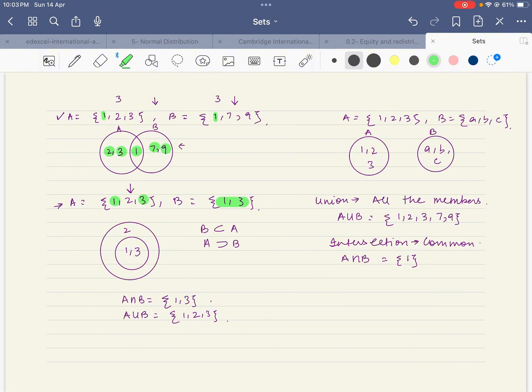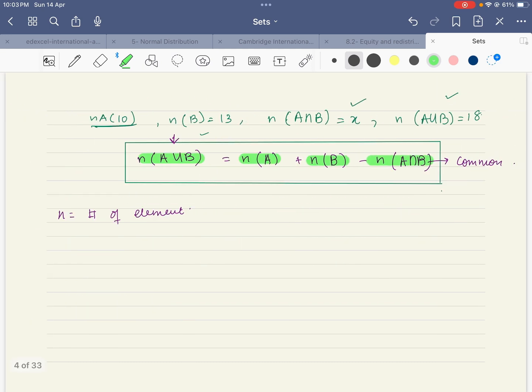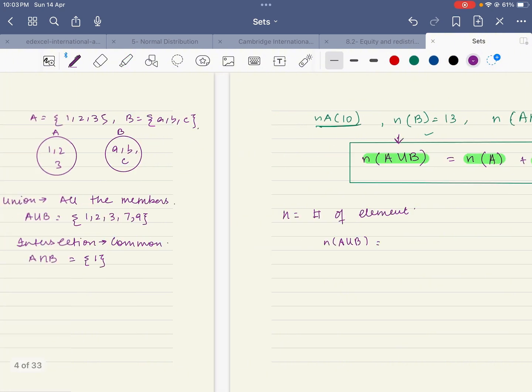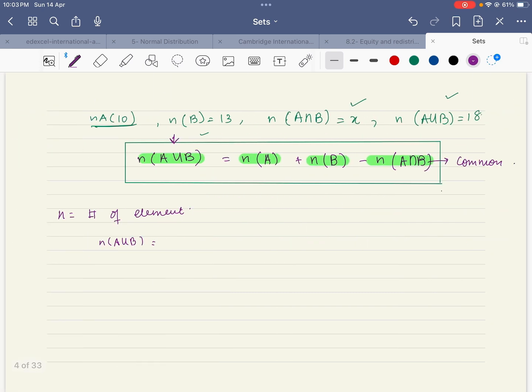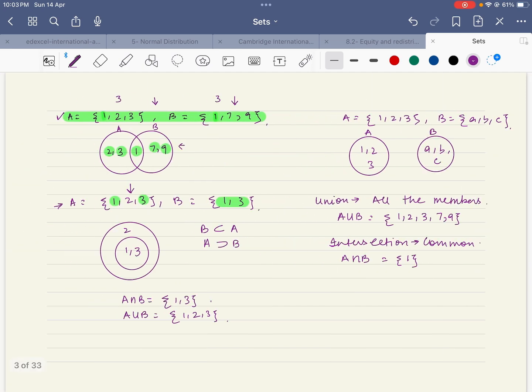Let's test the formula using this question. Number of elements of A union B is equal to number of elements of A, which are 3, plus number of elements of B, which are 3, minus number of elements of A intersection B, which is 1. Answer is 5. And we know that the answer is 5. A union B: 1, 2, 3, 4, 5.